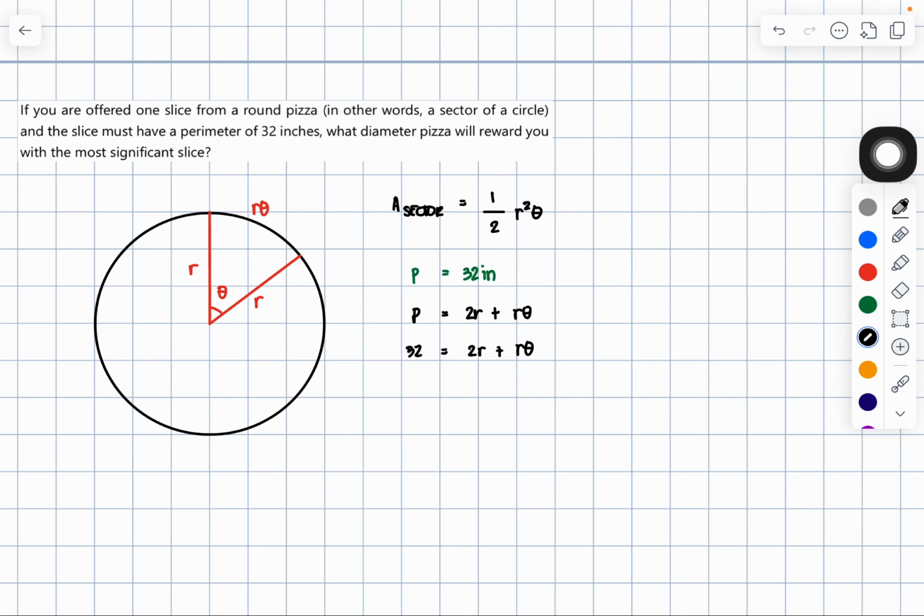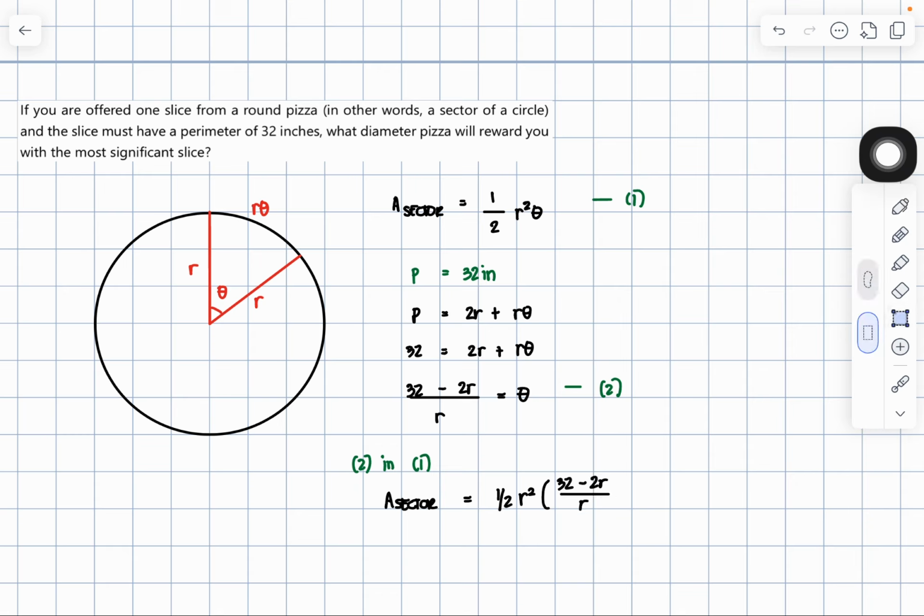Or simply, in terms of theta, you have 32, transpose mo si 2r, and then divide both sides by r. So, you have now theta is equal to 32 minus 2r divided by r. Let's say this is equation 1. Ito naman equation 2. Plugging equation 2 into equation 1, our area of a sector now is equal to 1/2 r squared times 32 minus 2r divided by r.